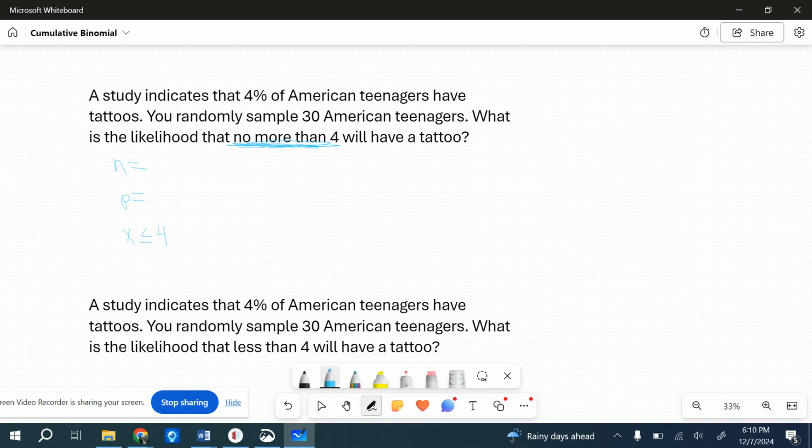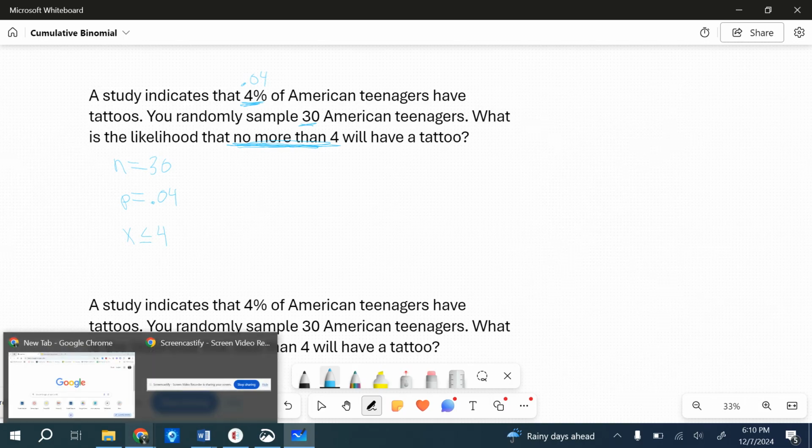All right, n is our sample size. So we have 30 American teenagers. P is my probability of success, which is 4%. So that is 0.04. All right, now I just need to go to my calculator to find my answer.